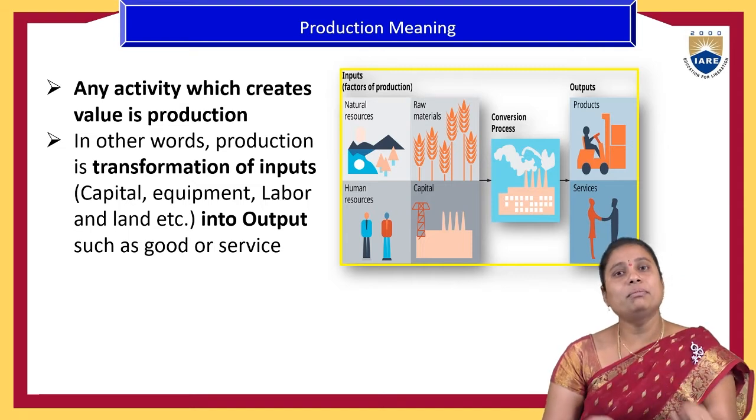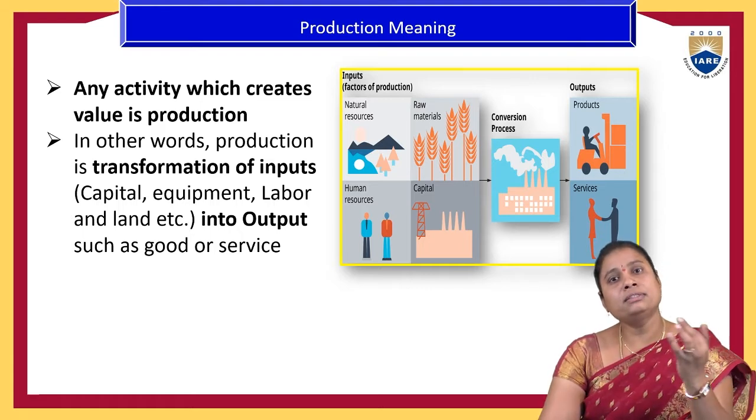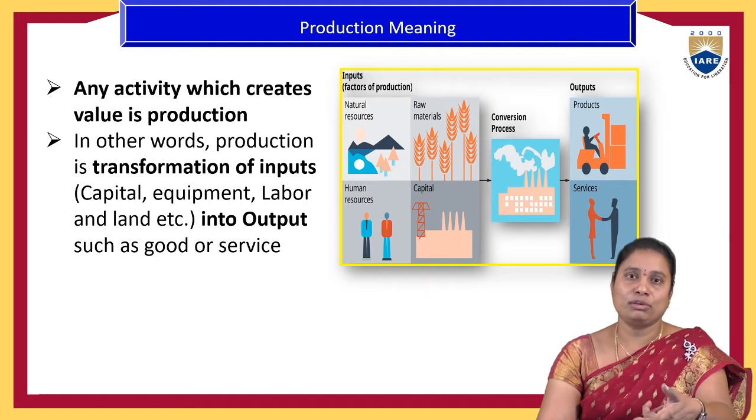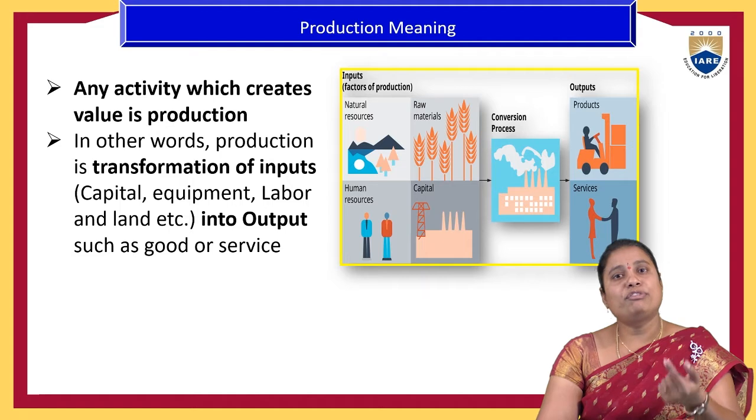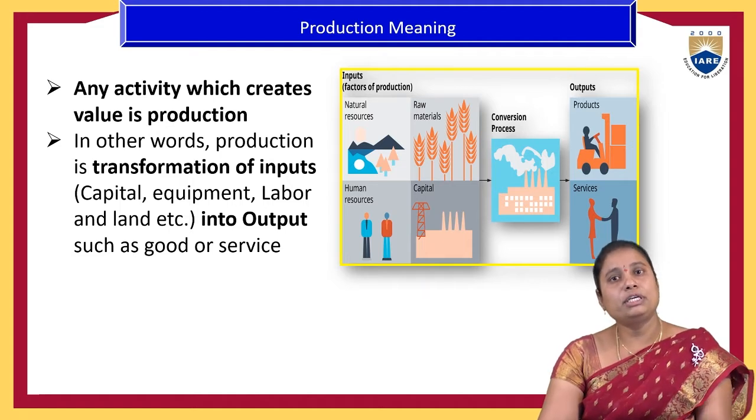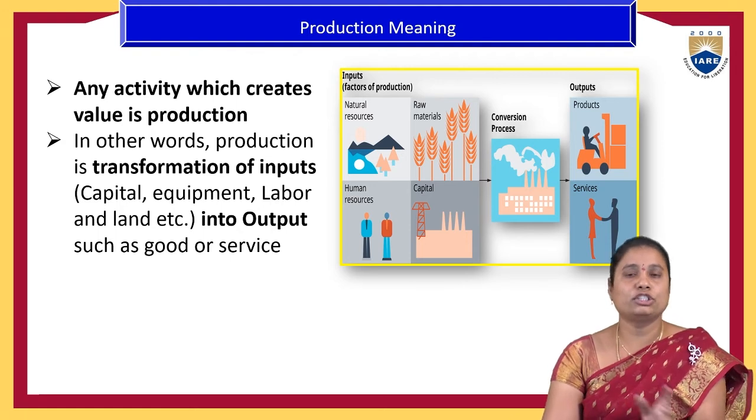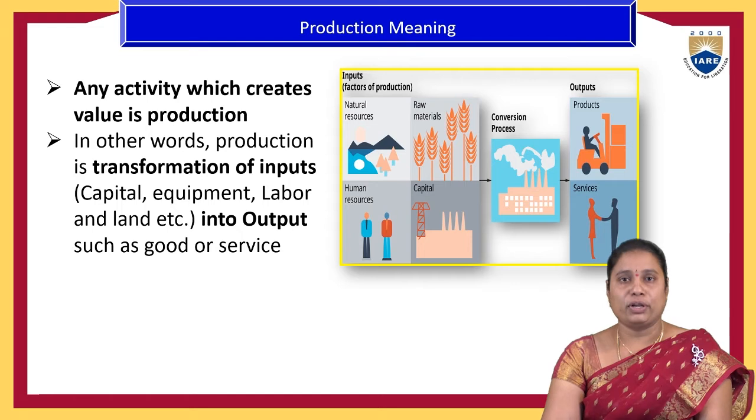It must have some inputs. The same thing applies to what I am explaining to you: I have taken some inputs of knowledge regarding the particular topic and I am discussing it with you. Which means I am converting the inputs of my knowledge into the output of a particular conceptual sharing. That is called production.